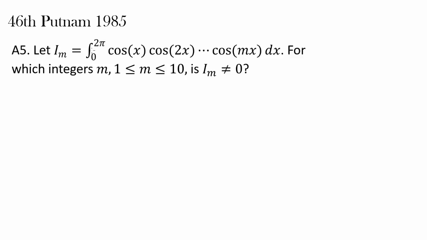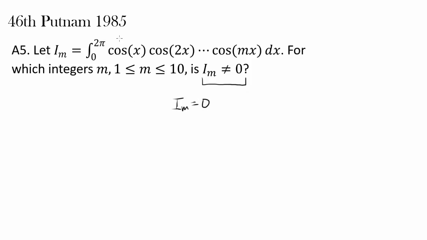Let I sub m be the integral from 0 to 2 pi of cosine of x times cosine of 2x, all the way to times cosine of mx, and we wish to find for which integers m between 1 and 10 inclusive is I sub m not equal to 0. So that's giving us a hint that I sub m is indeed equal to 0 for some integers between 1 and 10, and we wish to find where I sub m is not equal to 0. So let's think about this.